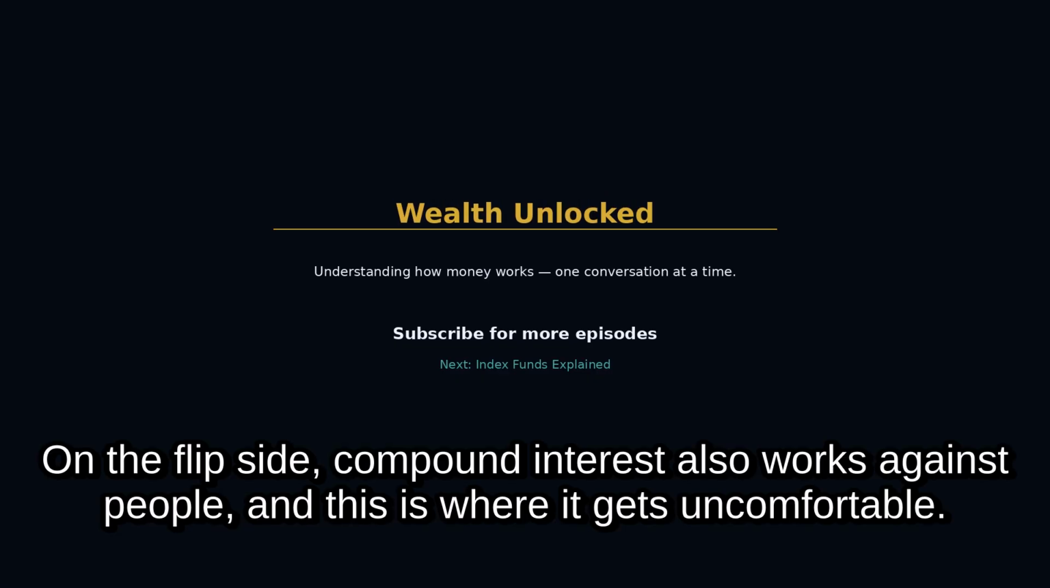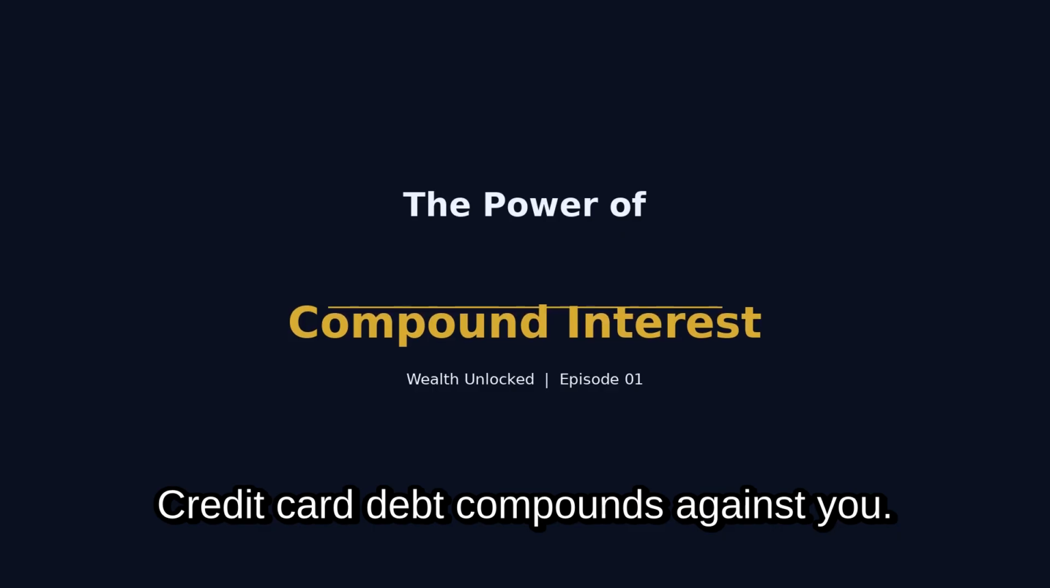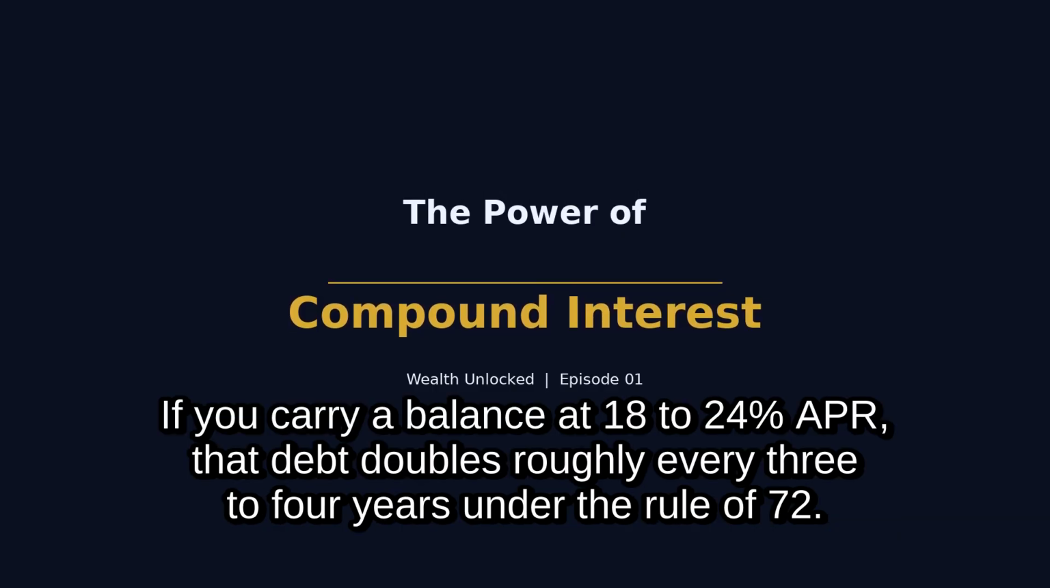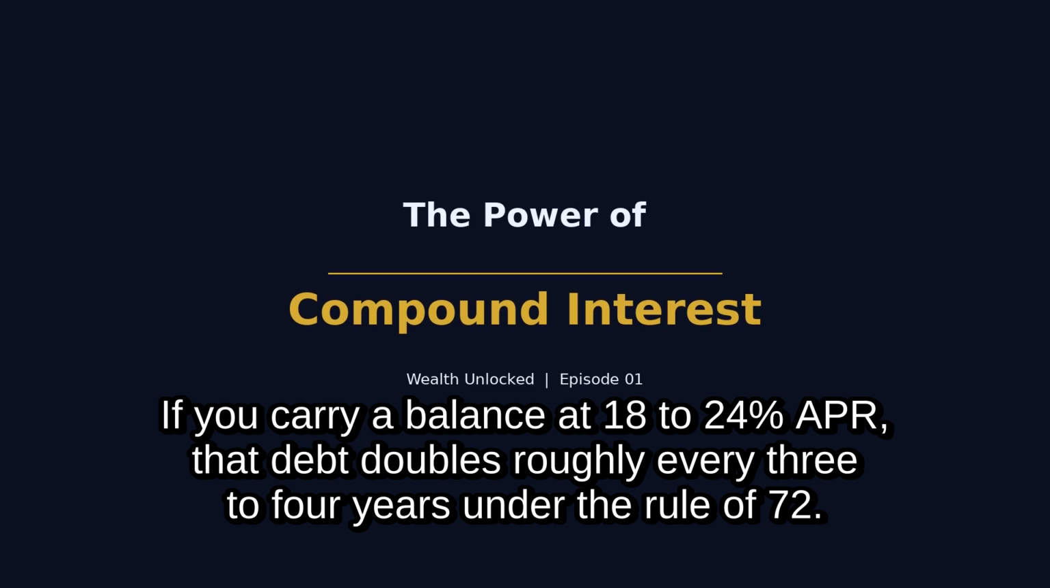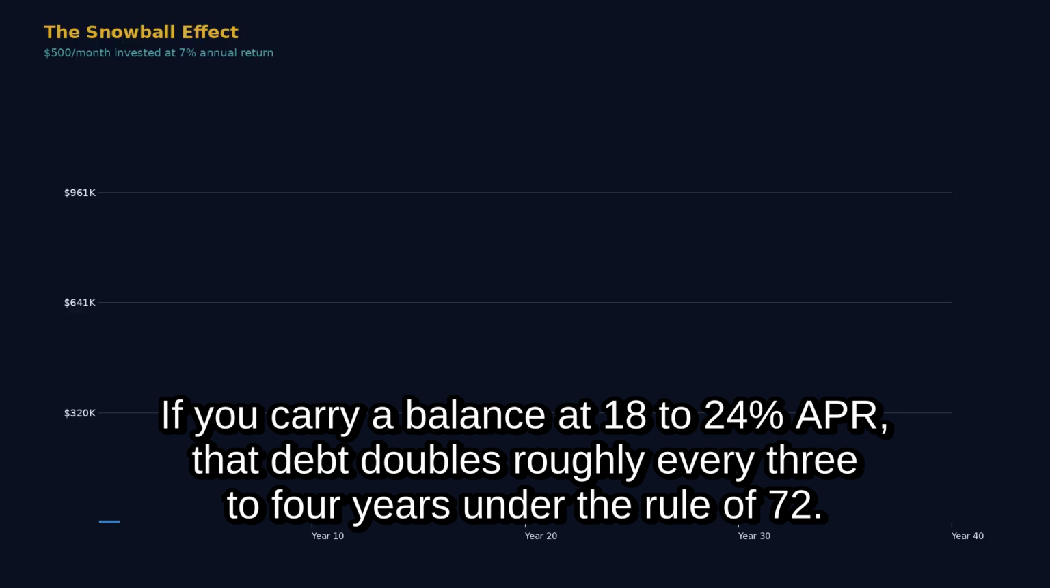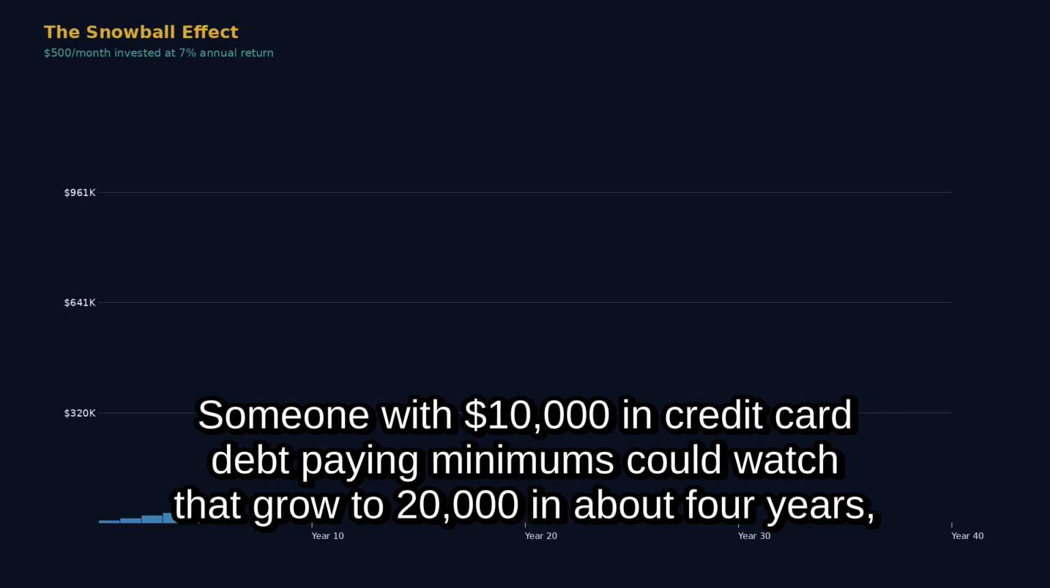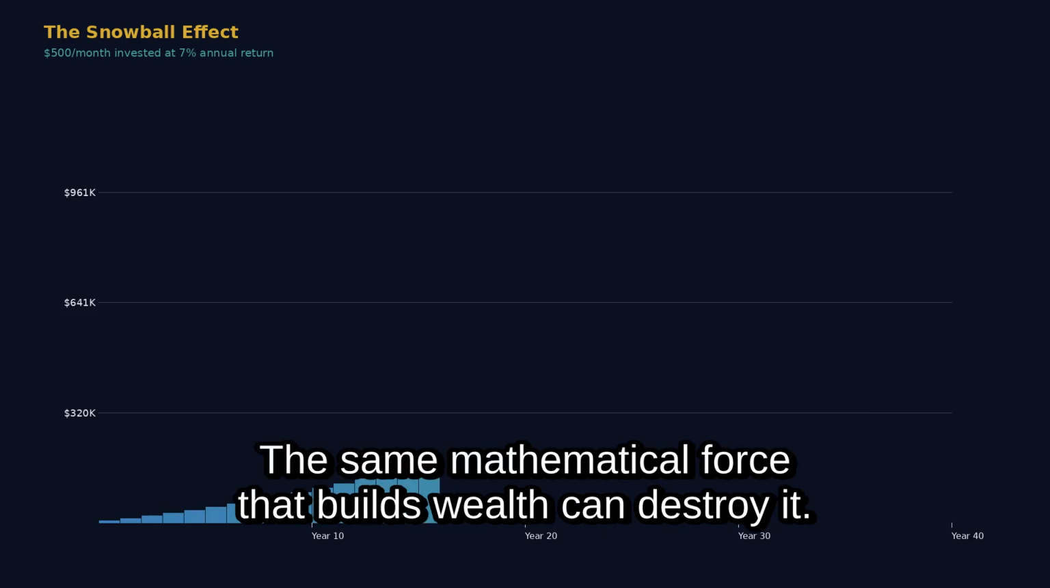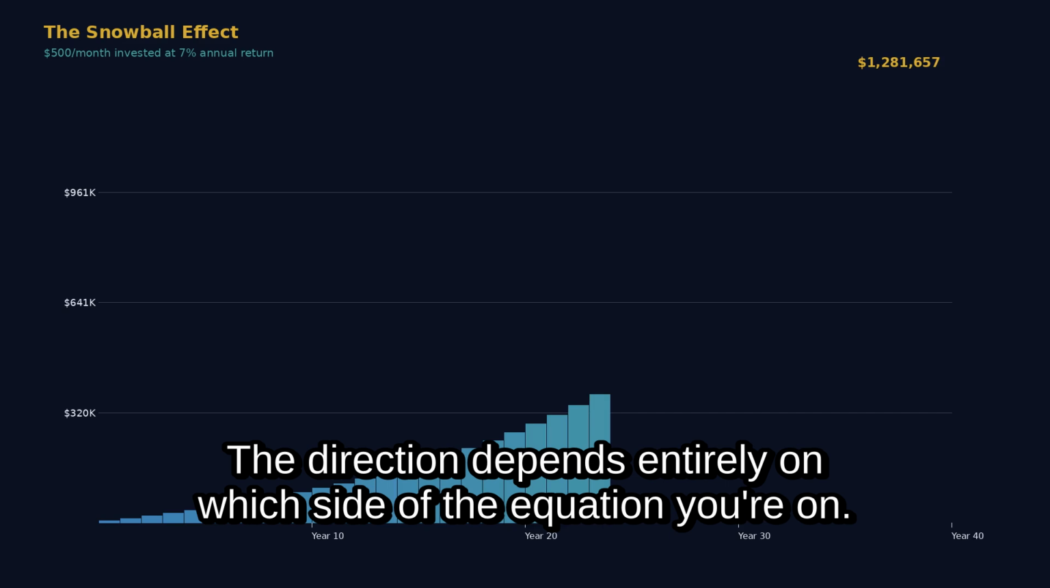On the flip side, compound interest also works against people. And this is where it gets uncomfortable. Credit card debt compounds against you. If you carry a balance at 18 to 24% APR, that debt doubles roughly every 3 to 4 years under the rule of 72. Someone with $10,000 in credit card debt paying minimums could watch that grow to $20,000 in about 4 years, without buying anything new. The same mathematical force that builds wealth can destroy it. The direction depends entirely on which side of the equation you're on.